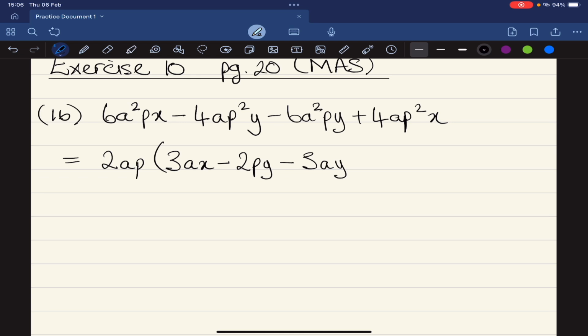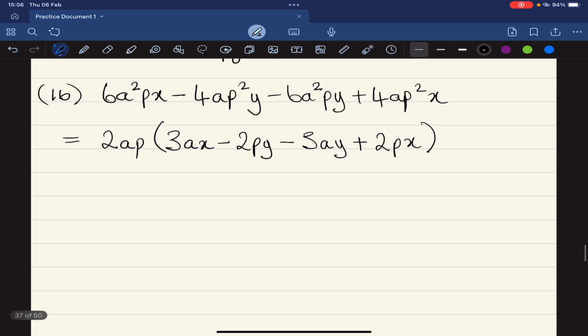Then for the fourth term, I've got 2, I've got 1P left, and I've got the X. So that is taking out the highest common factor and then writing down what is left in the bracket. But of course, we can notice that in the bracket there are 4 terms that can be grouped into pairs, and factorization can go even further. So that's what we're going to do next.